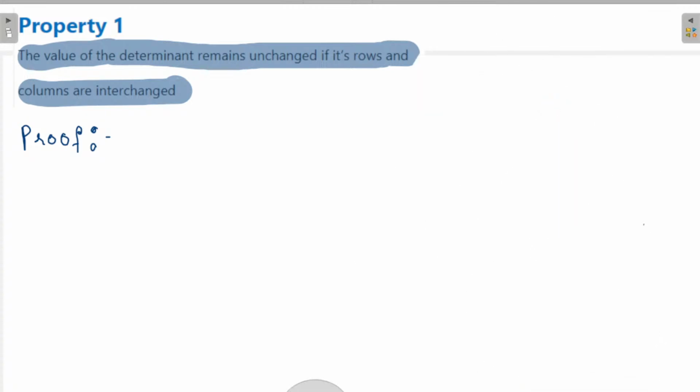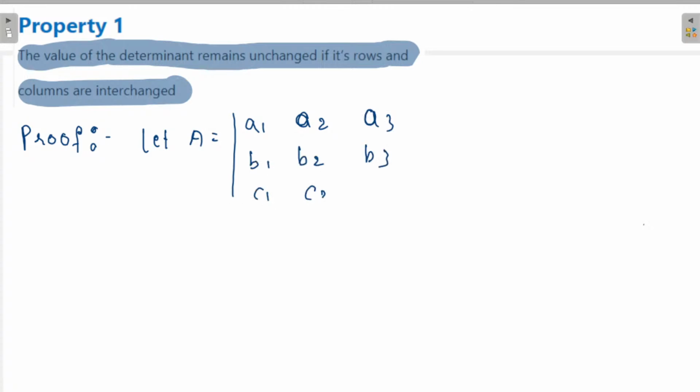Now this is the proof I am solving. Okay, see, now let us consider a determinant A as A1, A2, A3. What I am writing, if you write all these things in your examination, you will get full 3 marks. B1, B2, B3, C1, C2 and C3. Okay, this is the determinant A. Let us consider it, and let me find the value of this.